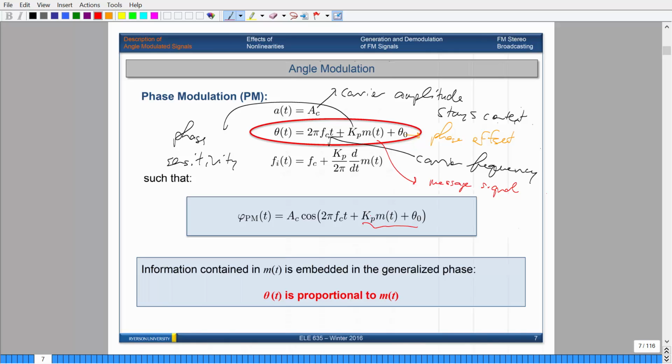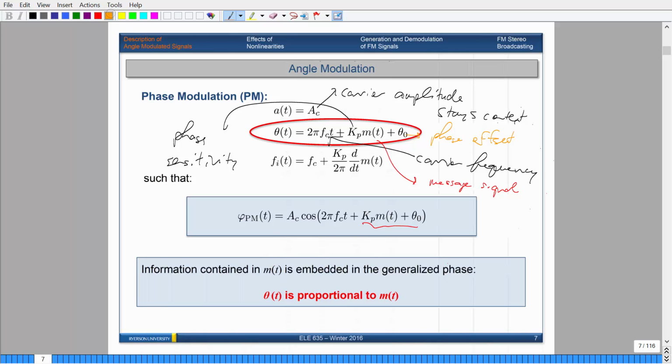And then as soon as you change the contents of your message, if the message goes higher and higher, then the phase will shift towards the right. And if your message signal goes lower and lower, if it goes negative, then the phase will shift towards the left. So depending on the sign and, I guess, the dynamic range of your message, it'll affect the phase accordingly. Okay, but the general message I want to convey is that the information contained in your message is embedded in the phase.